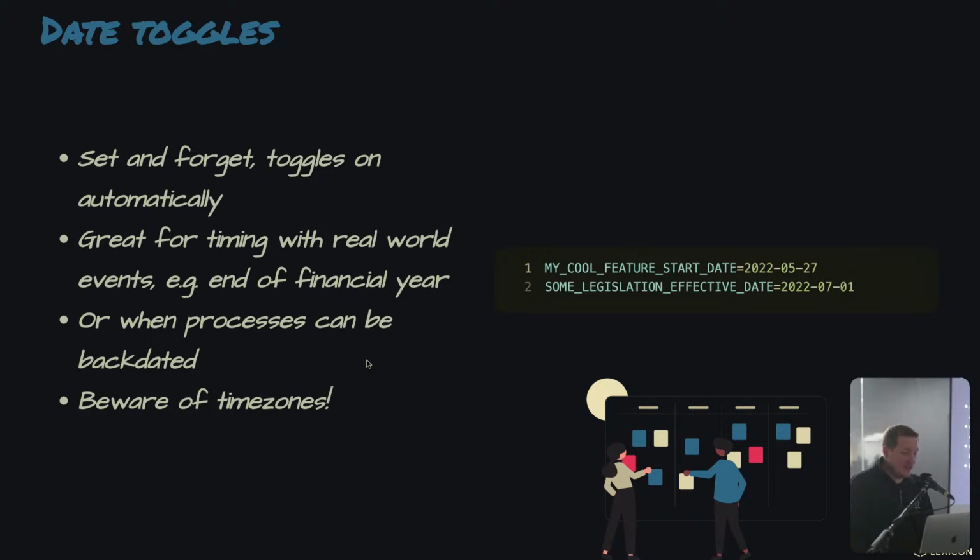Next one I've got is date toggles. Now, to me, this is the most underused and underrated feature toggle out there. They're very, very handy to set and forget. So when you add the feature toggle and you know what date you want it to go live, you can add it in early and you don't have to do anything after that. It will turn itself on as soon as the date passes.